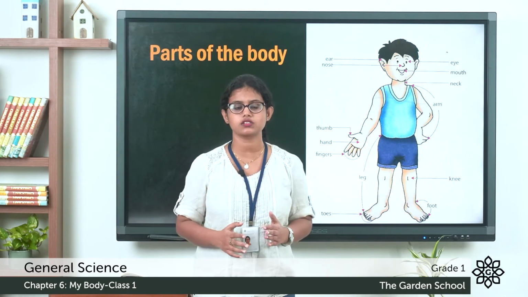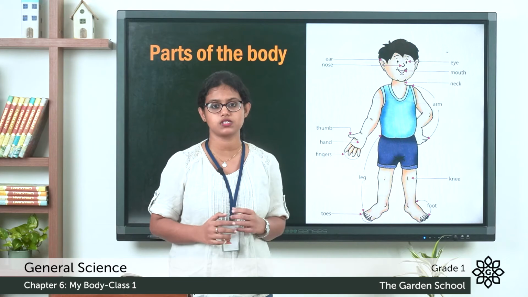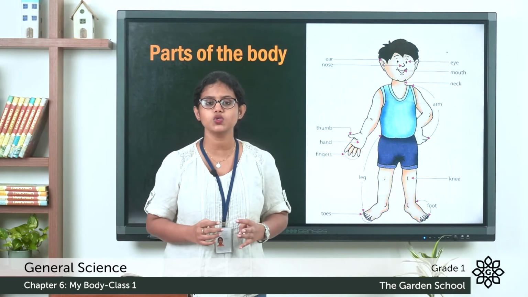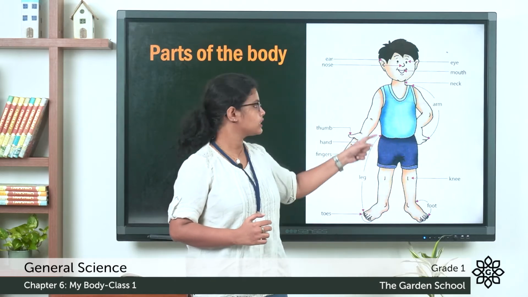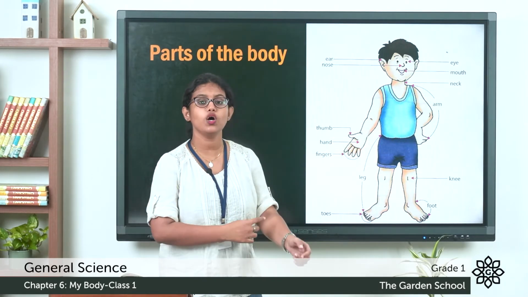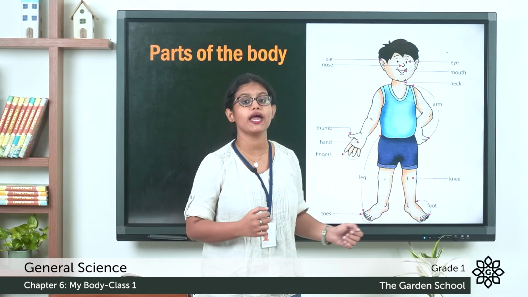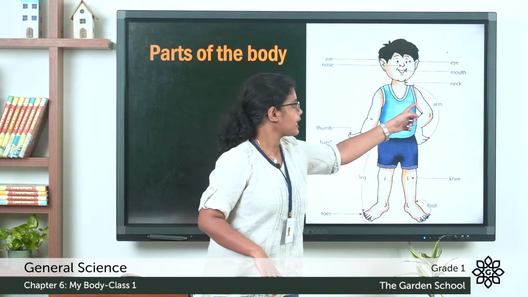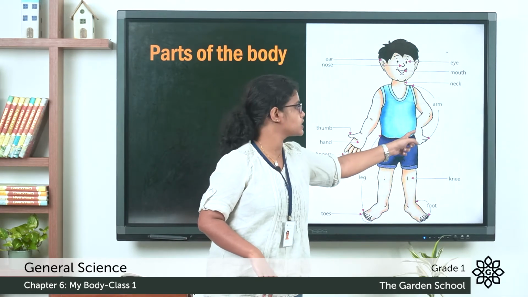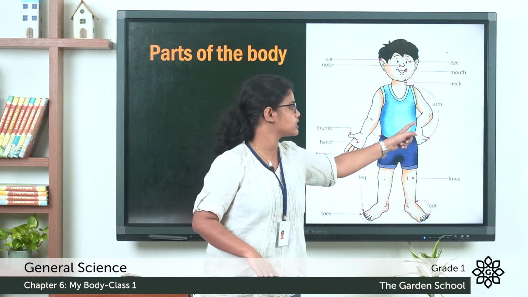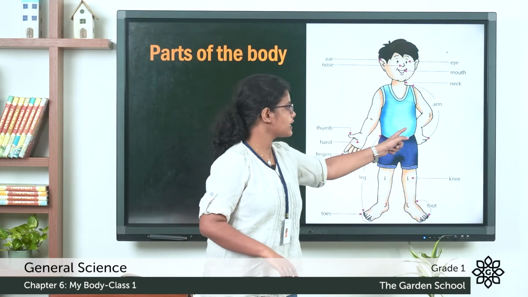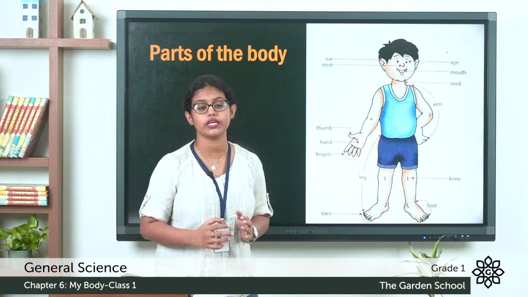Which is the next part? The next part is the limbs. How many limbs do you have? You have 4 limbs. So your arm. This is your elbow. Your elbow helps you to bend your arm. At the end of your arm is your hand and on your hand you have fingers.